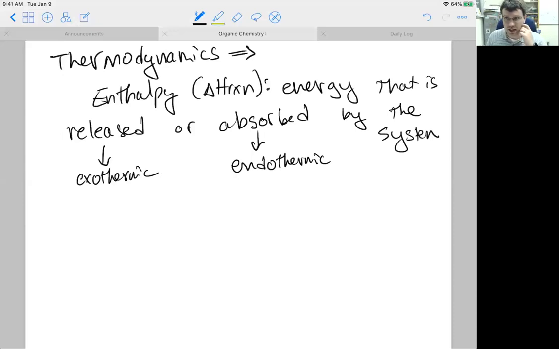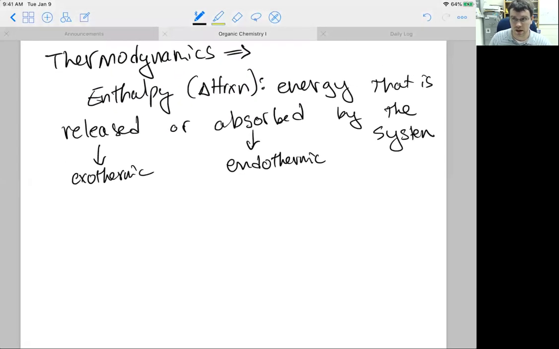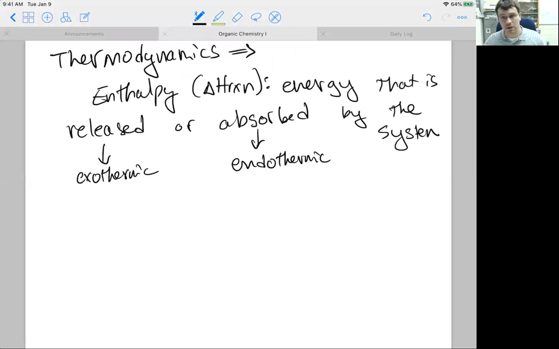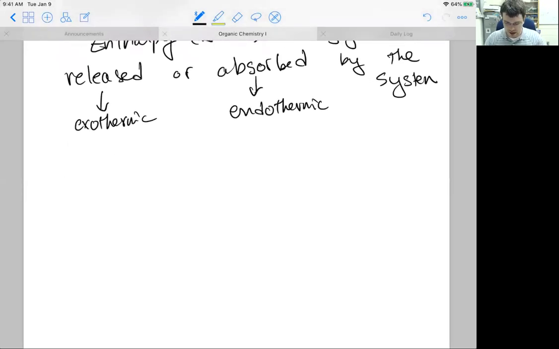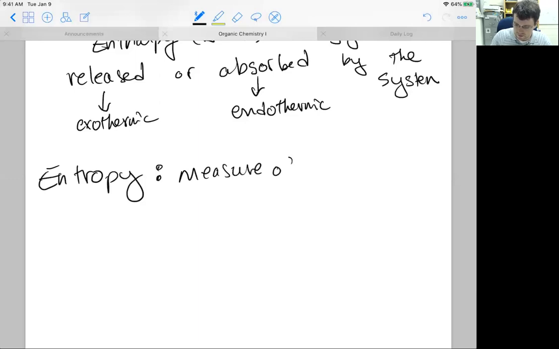Okay, that's not the only thing though. It's not just enthalpy, because then instead of calling it thermodynamics, we would just refer to it as enthalpy. It's just the study of enthalpy. But it's not just that. It's also the idea of entropy. Entropy is a really interesting property of a chemical system. Entropy is a measure of disorder within a system.